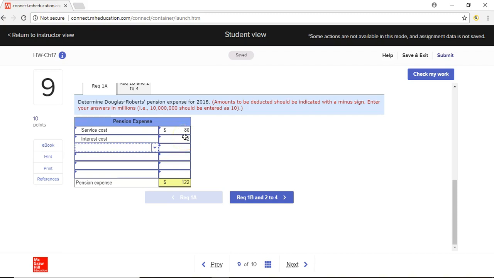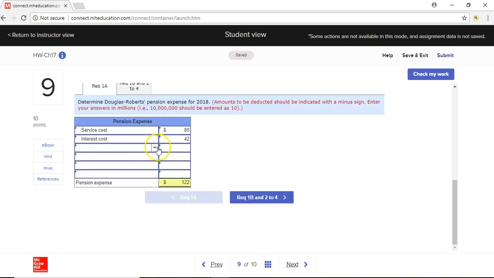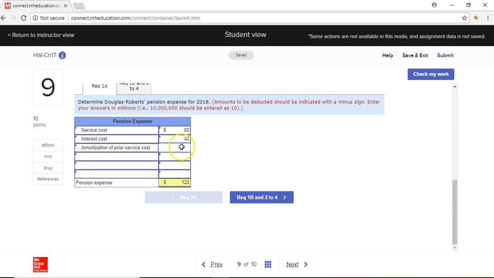Pension expense also includes amortization of prior service cost. Here it says prior service cost at the beginning of the year is $28 million. At the end of the year 2018, we need to amortize this $28 million. They already calculated for us $4 million per year. So amortize prior service cost, $4 million.